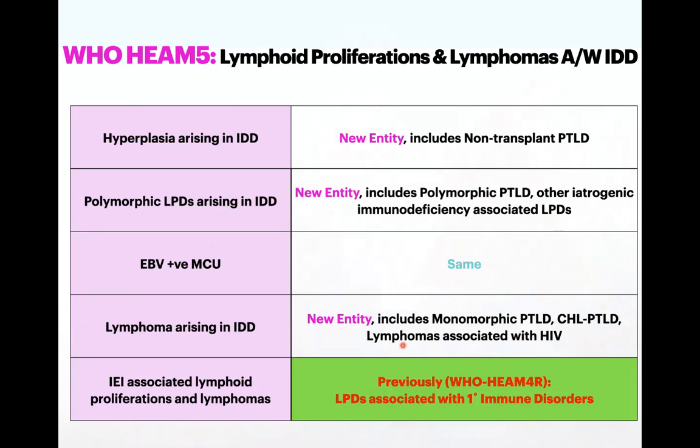Only the inborn errors of immunity-associated lymphoid proliferation and lymphomas category remains the same, except that the terminology is changed from primary immune disorders. They are now called inborn errors of immunity.